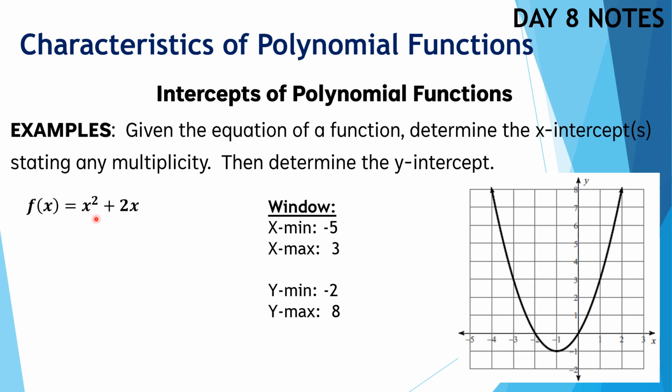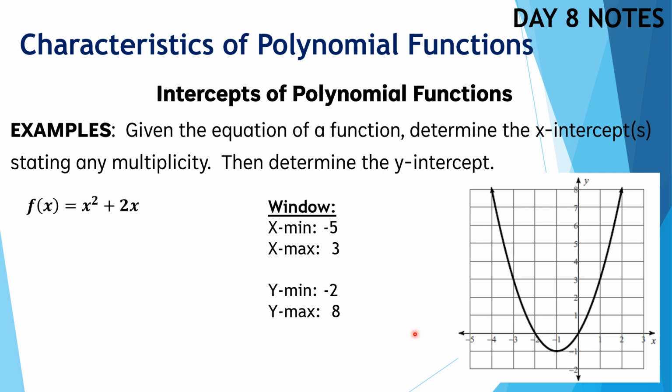After you do that, I'd like for you to hit the window button, and you're going to change your window to match what you have in your notes. So we have a blank graph from -5 to 3 for the x's, minimum and maximum, and then -2 to 8 for the y's, so change that window. After you've fixed your window, then you can press graph and you will see this shape.